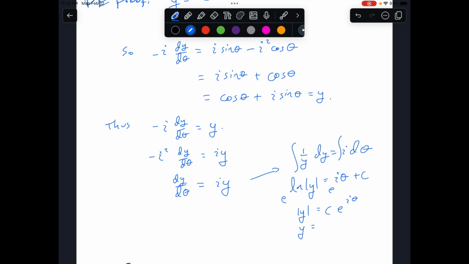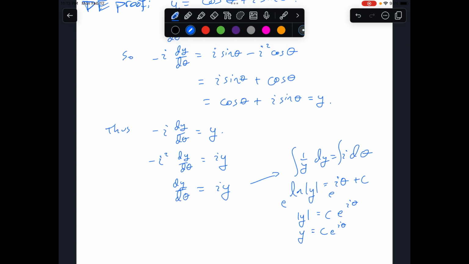And then you can also just drop the absolute values, because plus or minus a constant is still a constant. And so you get that y equals a constant times e to the i theta.